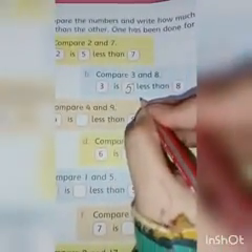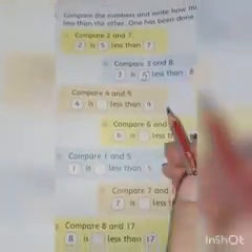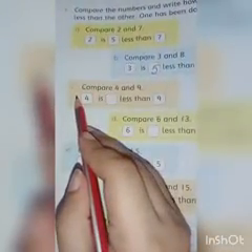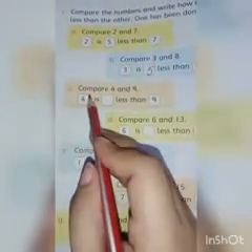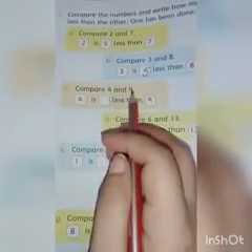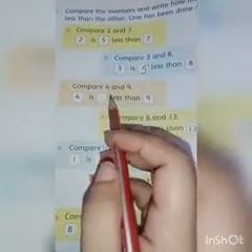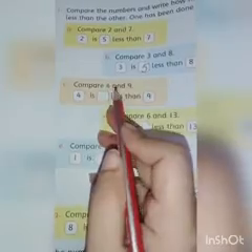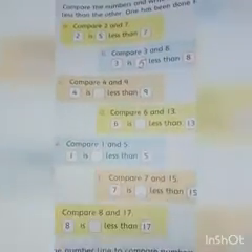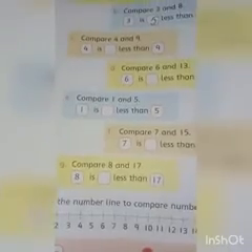3 is 5 less than 8. Go for the next one. Here we have point C. At point C, here we have compare 4 and 9. We are going to identify the difference between 4 and 9. For this, we are going to use number line.